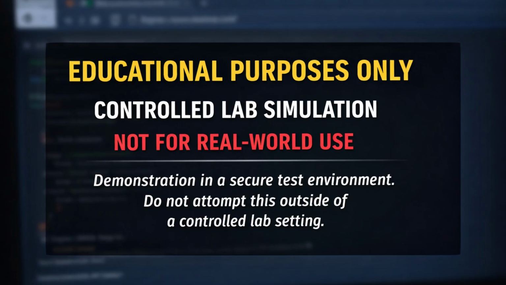Before we begin, this video shows a controlled lab simulation for educational purposes only. This demonstration was performed in a secure test environment to explain how browsers handle certificate validation, hostname matching, and HSTS protections. It is not intended for real-world use, impersonation, phishing, or abuse of any service or brand. Please do not attempt this outside of an isolated lab environment and only use systems and domains you own or are explicitly authorized to test.